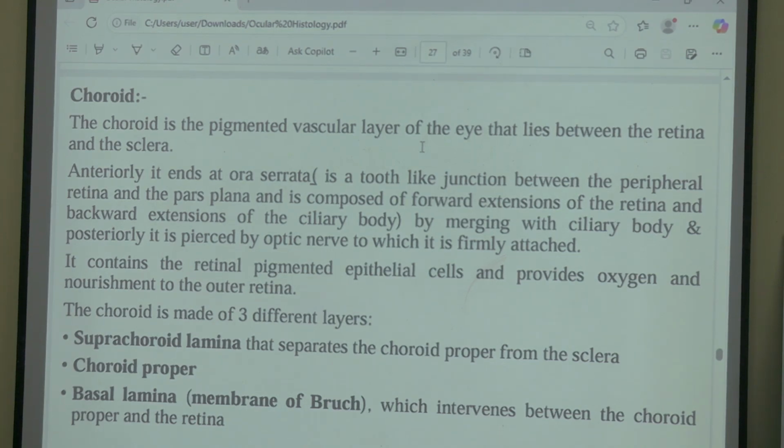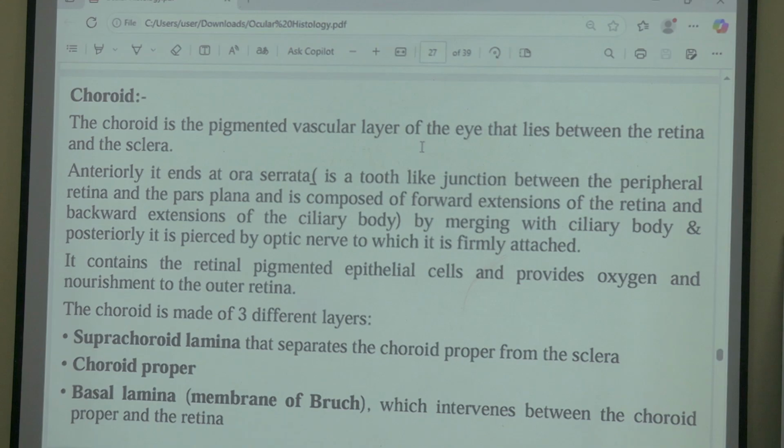So ultimately I'll do one thing. Once I complete this, I'll ask you to count all the layers. Till now we are in the first layer. The first layer is done. Now we are in the second layer, which starts with the choroid. From where to where the choroid extends, I have shown you.